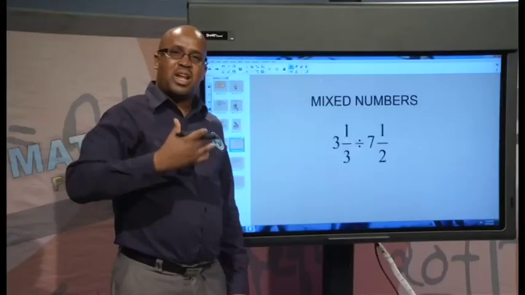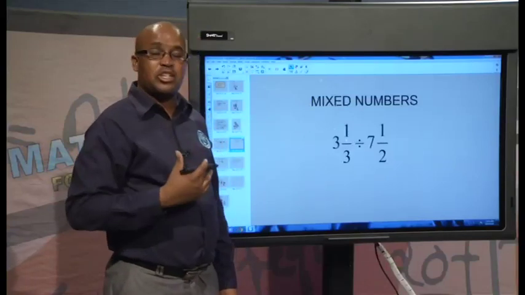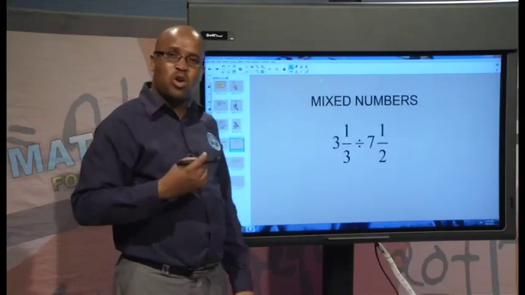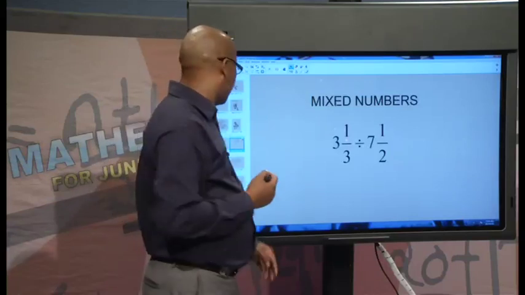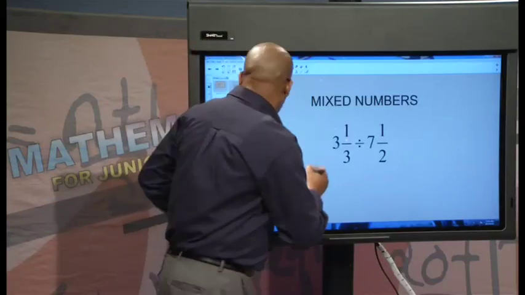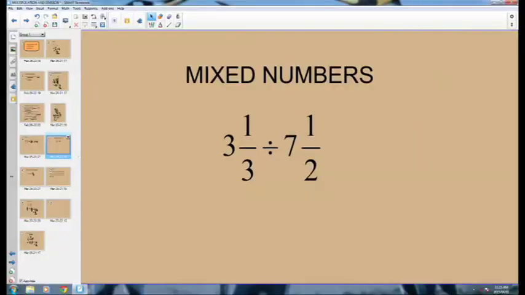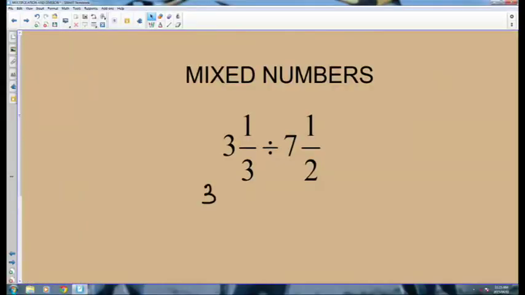First, we'll have to change the mixed numbers into improper fractions. And then how do we change mixed numbers into improper fractions? This is how we do it. We will say 3 over, it's not 3 over, it's 3 times 3 is 9 plus 1 is 10 divided by 3.